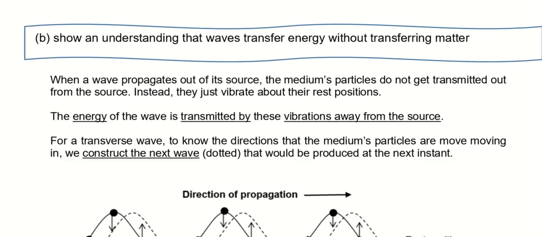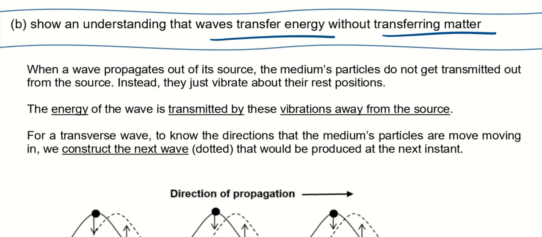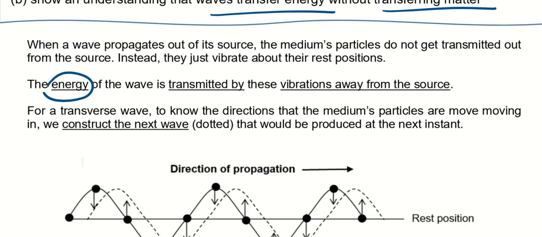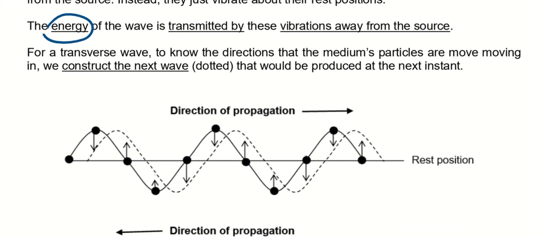Okay, show an understanding that waves transfer energy without transferring matter. When a wave propagates out of its source, the medium's particles do not get transmitted out from the source. They just vibrate about their rest position. What is radiating out, what is being transferred or transmitted, is the energy. Okay, energy is being transmitted. For transverse waves, we need to know there's a certain kind of question.